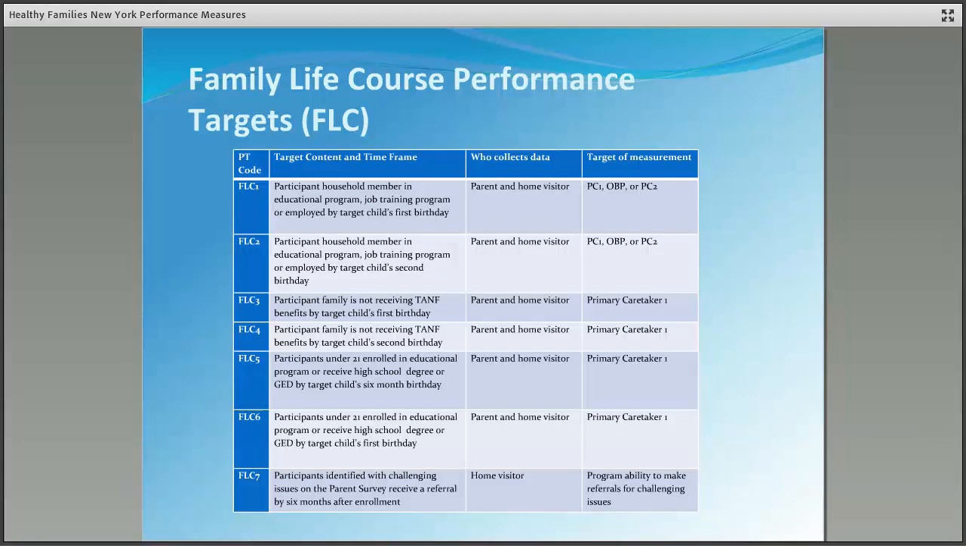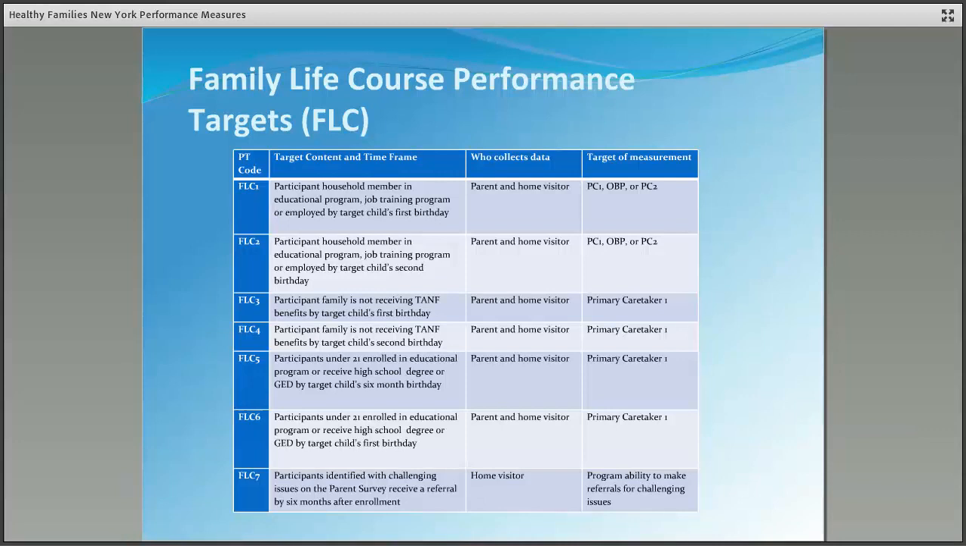For FLC 3 and 4, there is a similar target of becoming more self-sufficient. When the PC1 is receiving TANF benefits at enrollment, the target or outcome desired is to have the PC1 not be receiving these benefits by the child's 1st birthday for FLC 3, and it looks again when the child turns 2 to see if the PC1 is no longer receiving this benefit. As a home visitor, you do not have the ability to affect the economic conditions where the parent lives, but all efforts are to help them find a way to become more self-sufficient.